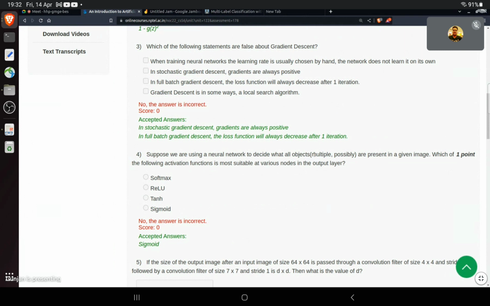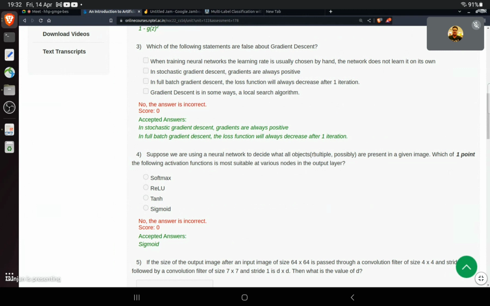For ReLU, it's going to be max of 0 comma x, and for tanh, it is just tanh of x. For sigmoid, it will be a value between 0 and 1, and for softmax, it would be a value between 0 and 1. But I'm just not getting why softmax is not the answer here.